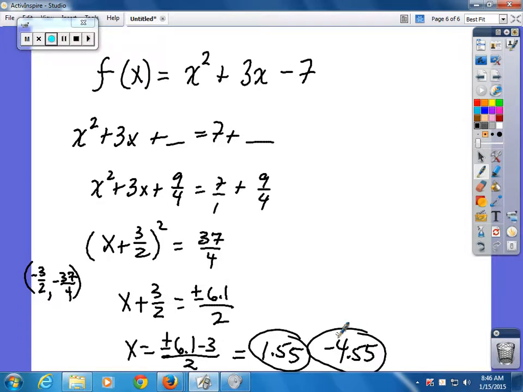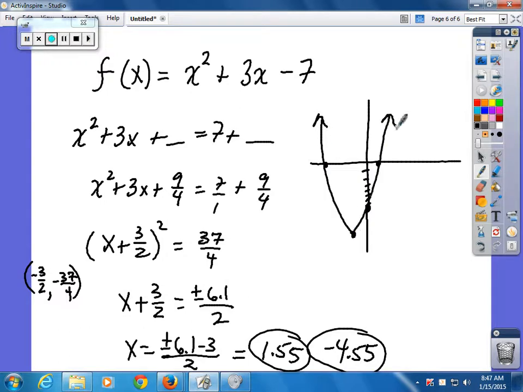We've got a y-intercept of negative 7. So 1, 2, 3, 4, 5, 6, 7. There's our y-intercept. Negative 3 halves would be negative 1.5, and the vertex is negative 9. So negative 1.5, negative 9 is right here. And then 1.55 is right in here, and negative 4.55 is right in there. So you've got some idea of what the parabola looks like, correct?